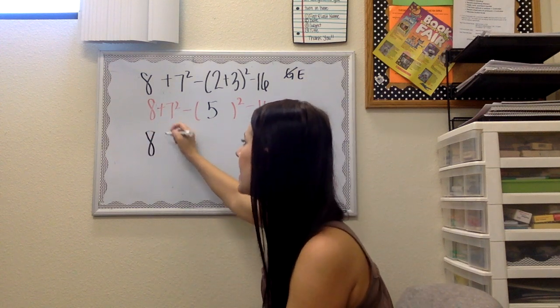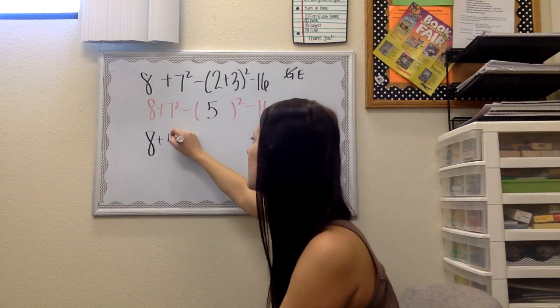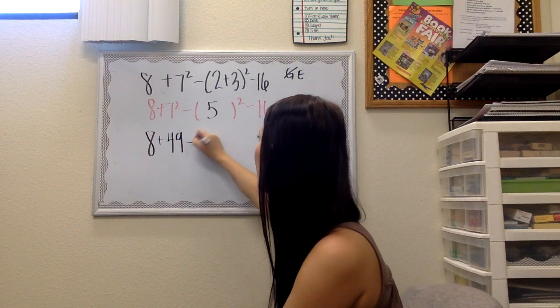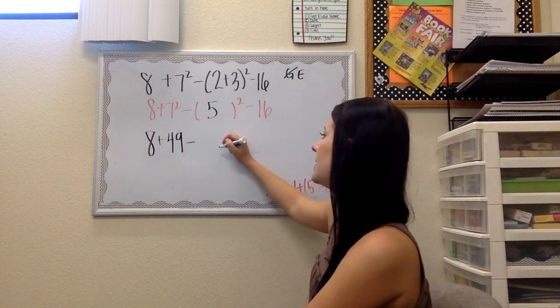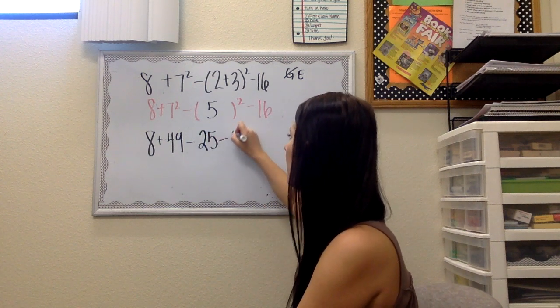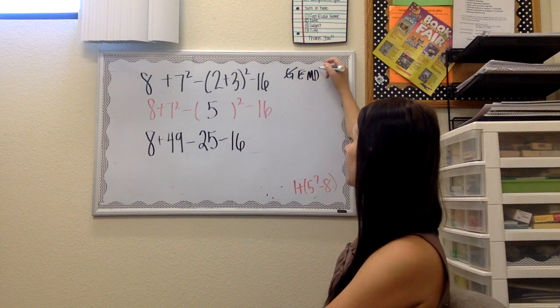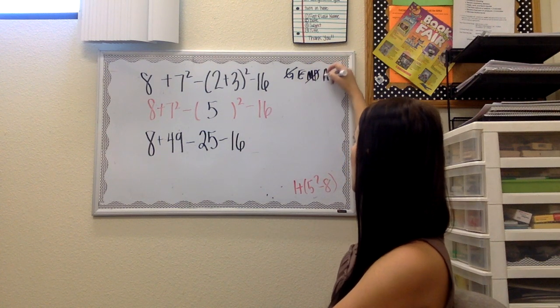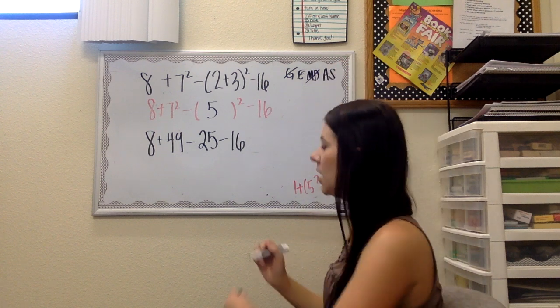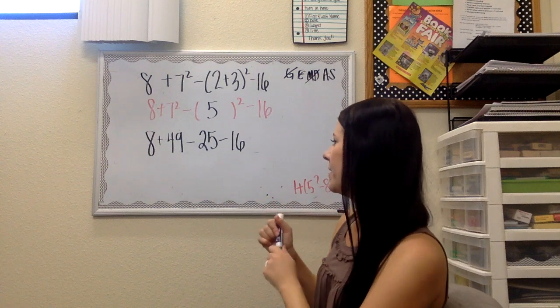So 8 is not an exponent, so I leave it. 7 squared is 7 times 7, so that's 49. Minus. Now this is now an exponent, so 5 squared, so 25. And then write the rest of the problem, minus 16. Done with exponents. I look for multiplication and division. There is none. So I look for addition and subtraction. And I can just go from left to right.